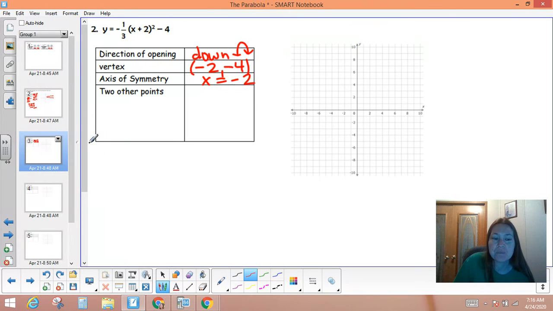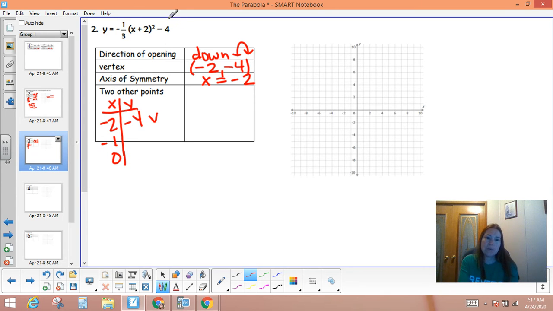Okay, and then to get 2 other points, we make ourselves a little table. So we have -2, -4 as the vertex, and we are plugging in x's and getting out y. So we're going to pick 2 more x values. Remember, it's 2 more in line on one side or the other. So if you want to do -3, -4, you can, or you can do -1, 0. It honestly makes no difference.